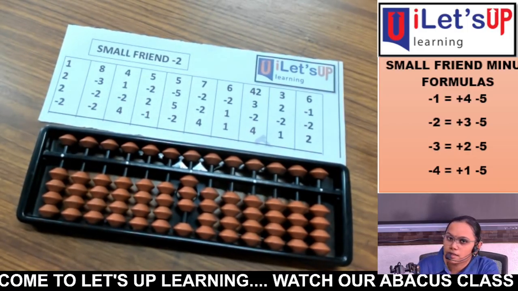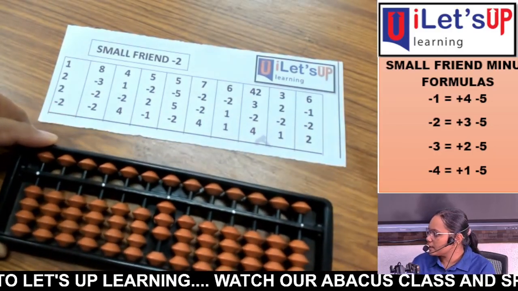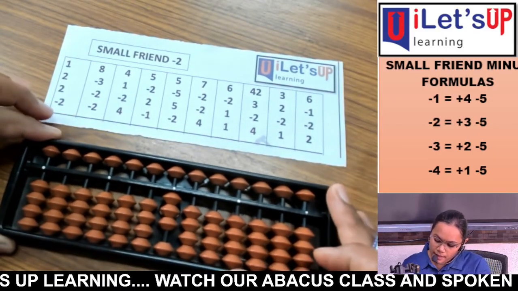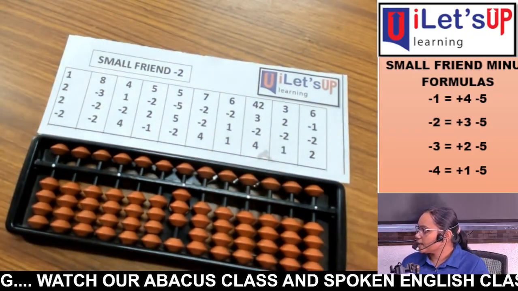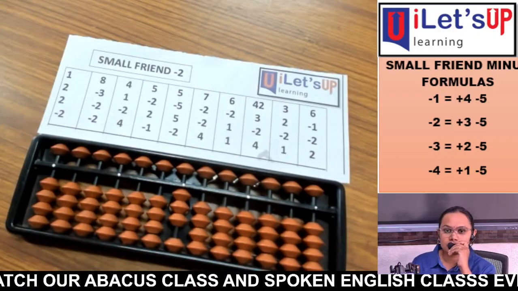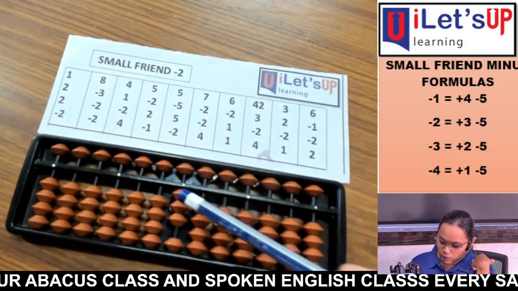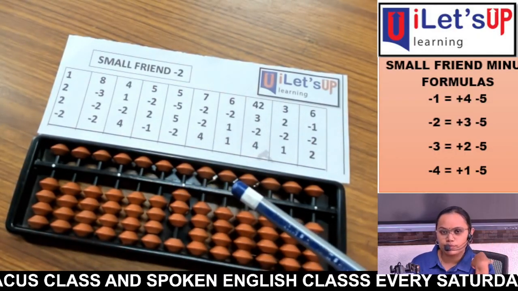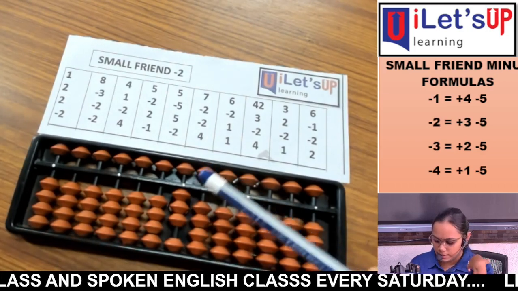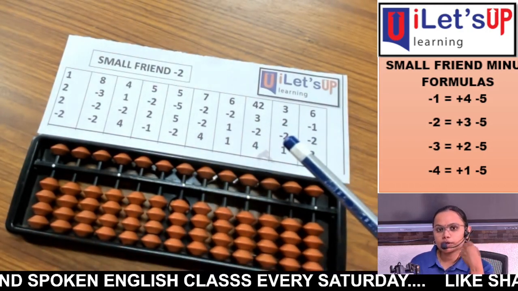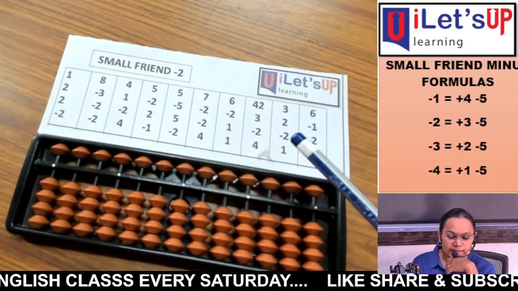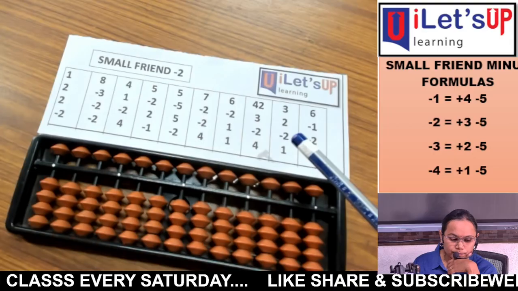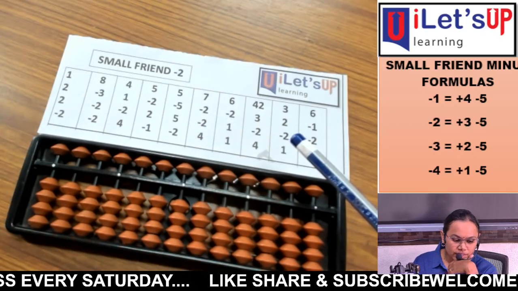So what is the answer? I can say that my answer is 3. How can I say? By having a look at the beads. 1, 2, 3. 3 is my answer. Yes, it is done. So this is how you can solve small friend minus 2. Have you understood? Let me know in the comment section. Have you understood, dear students? Clear?